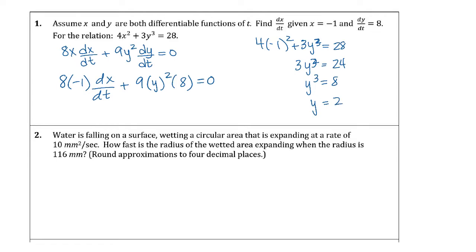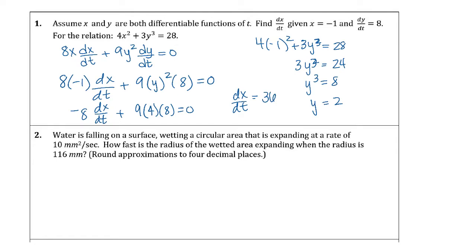So now back over to our problem itself, we are going to have -8 dx/dt plus, and we're going to have 9 times 2 squared, so 4, times 8 equals 0. And now it's just a matter of solving the rest of this, and you should get dx/dt to be 36.